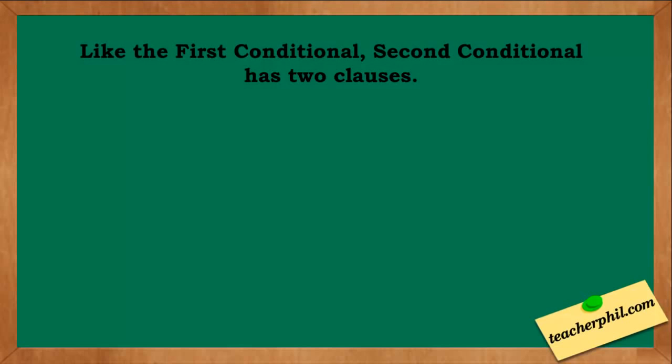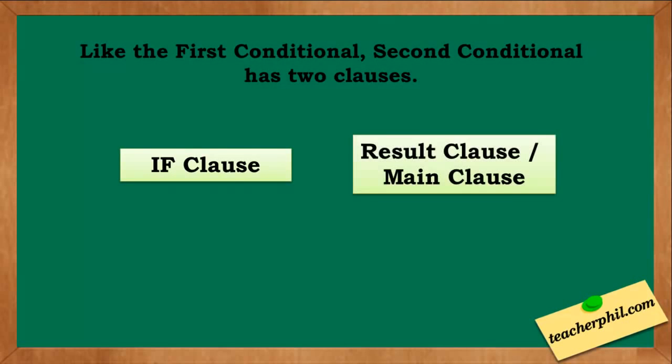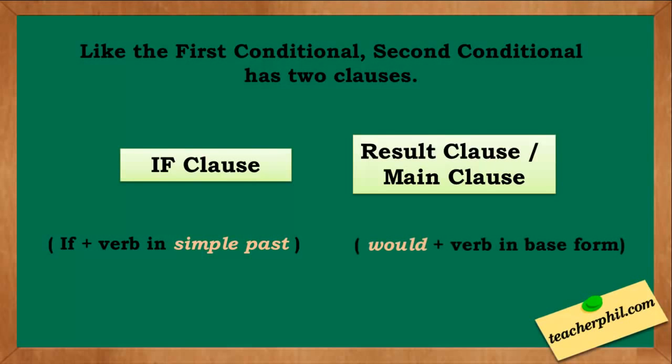Like the first conditional, second conditional has two clauses. We have the if clause and the result clause, which is also the main clause. If you can still remember with the first conditional, we used present simple in the if clause. With second conditional, we follow the pattern if plus the verb in simple past. For the result clause in first conditional, we follow the pattern will plus the verb in base form. This time it should be would plus the verb in base form.